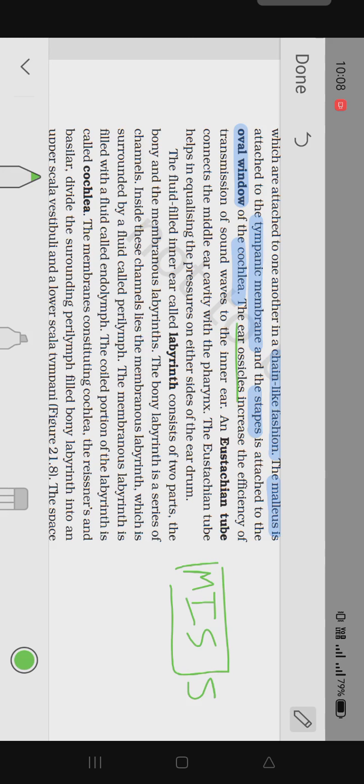Ear ossicles increase the efficiency of the transmission of the sound waves to the inner ear. What is the function of these ossicles? They increase the efficiency of transmission.